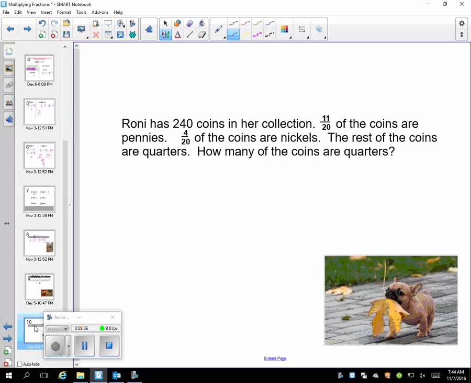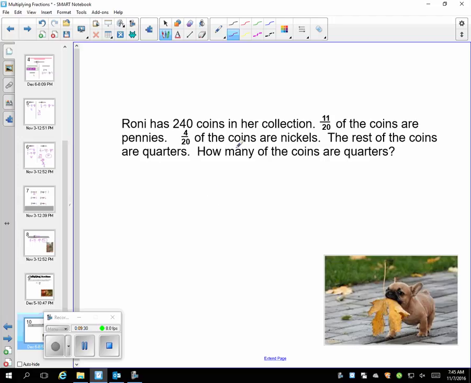Okay. Ronnie has 240 coins in her collection. 11/20 of the coins are pennies. 4/20 of the coins are nickels. The rest of the coins are quarters. How many of the coins are quarters? I'm going to explain how to work this problem, but if you would like to pause it to try it on your own, you may do so.